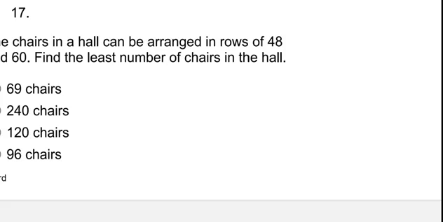So next one. Now this is an application question here. The chairs in a hall can be arranged in rows of 48 and 60. Find the least number of chairs in the hall.